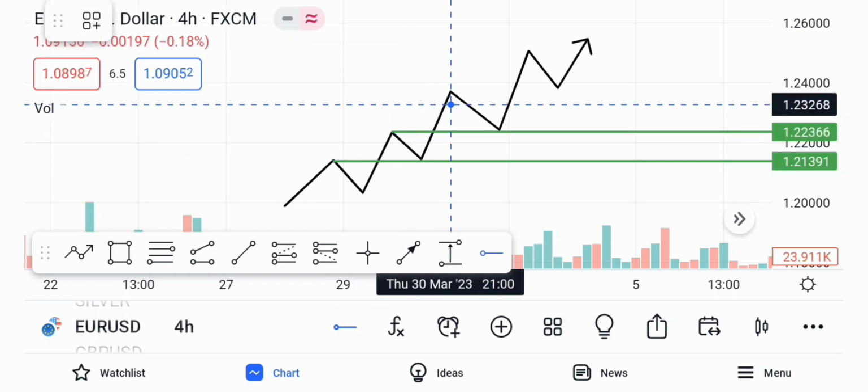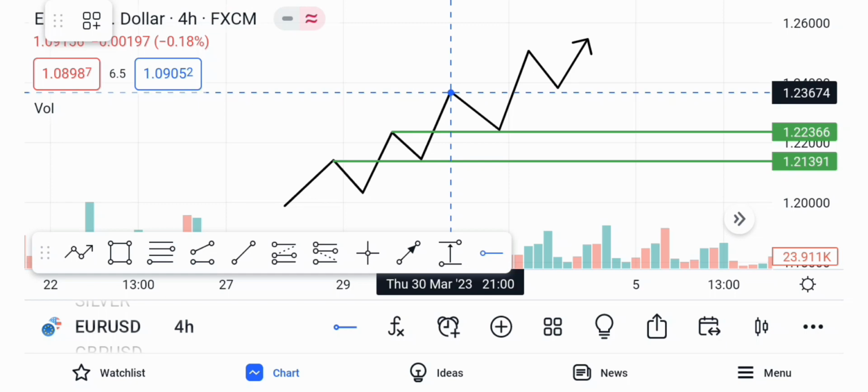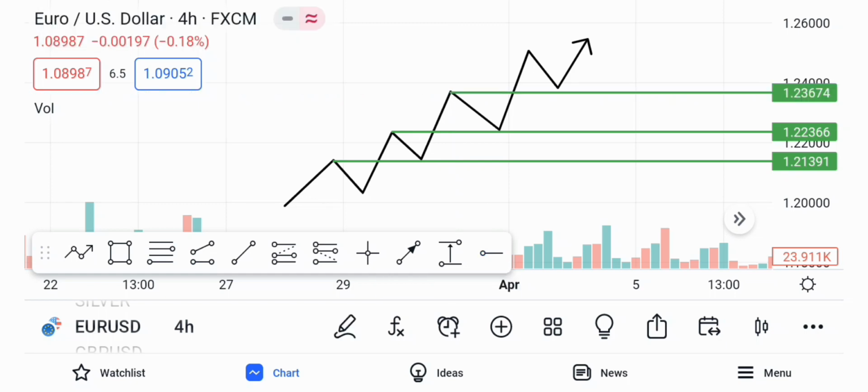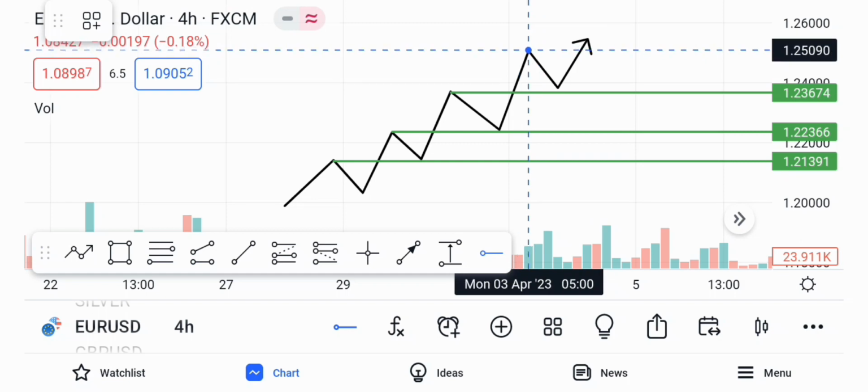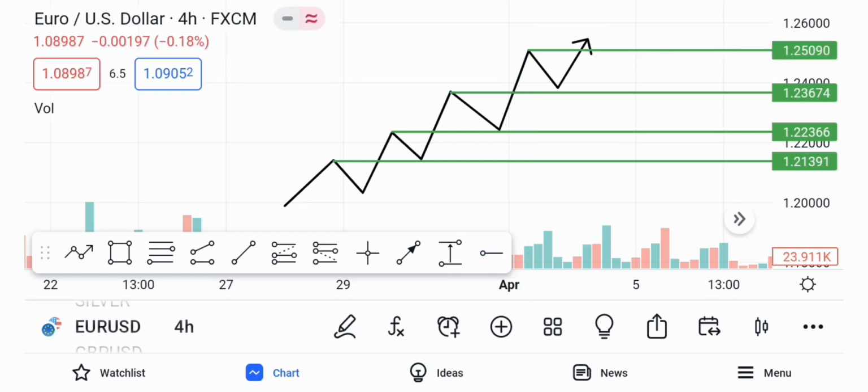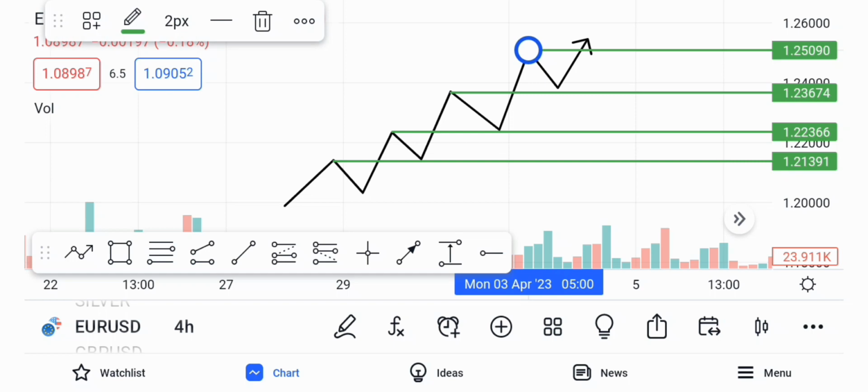Look at the next one. In our next higher high, you can see our previous resistance line became our support, and in the following one. So what I'm saying is that there are multiple ways to trade a trending market, unlike the ranging market. Even in this one, you can still use the trend channels.